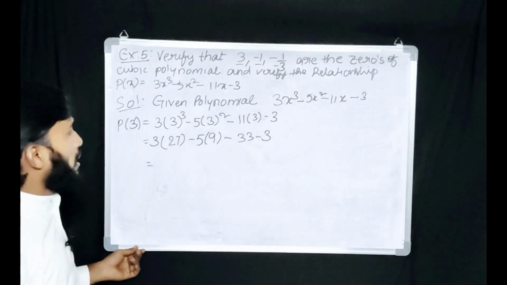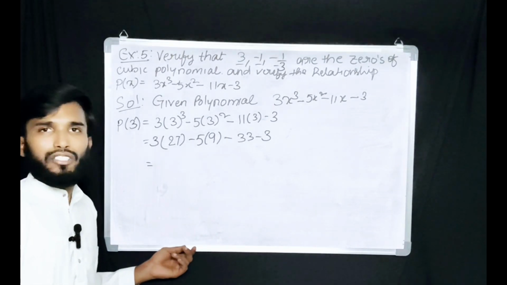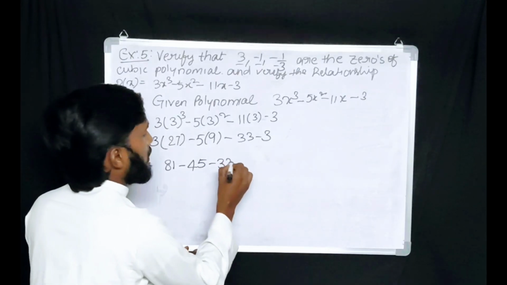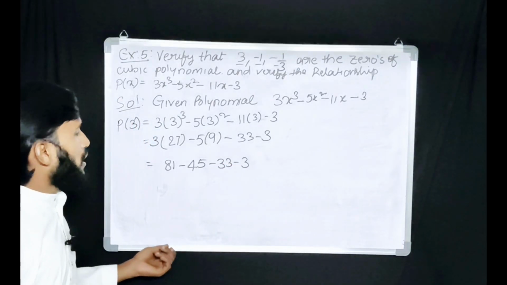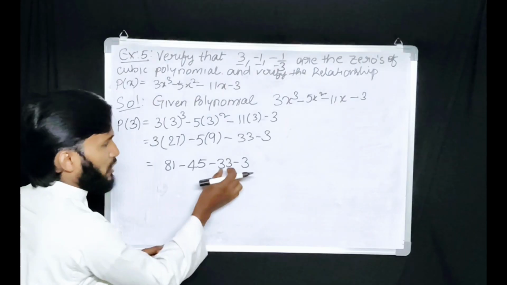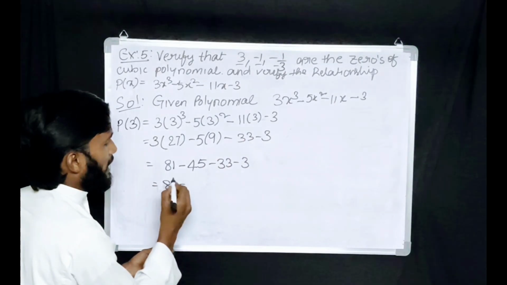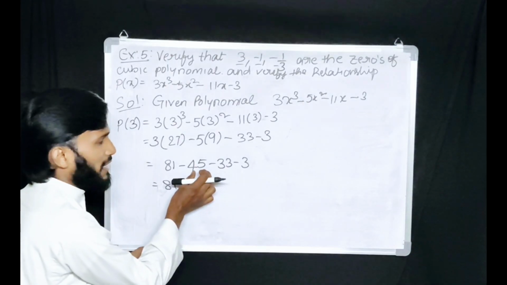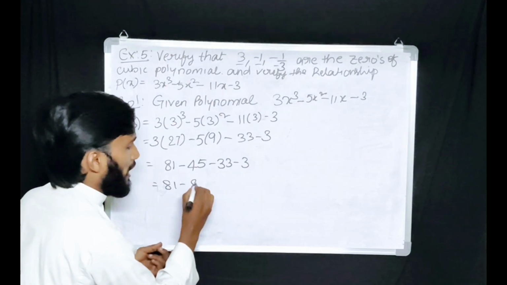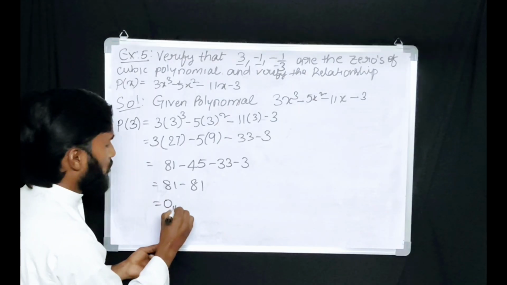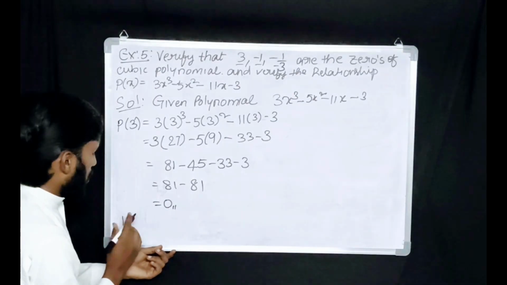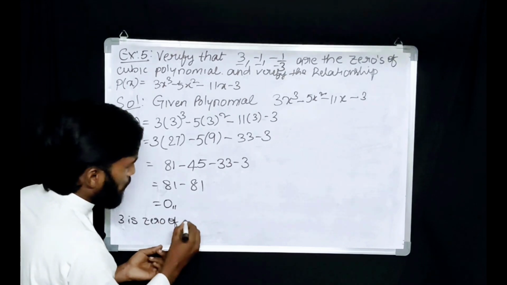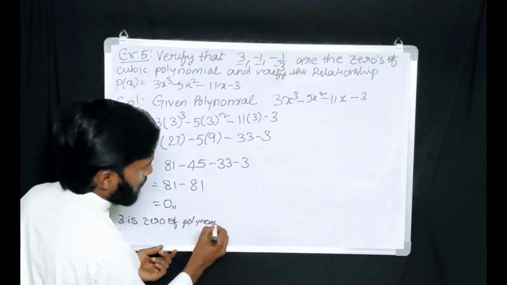Here 3 into 27 is how much? 3 twenty is 60, 3 sevens 21, so 81, minus 5 nines 45, minus 33, minus 3. If you observe here, this is the plus value and these are all minus. So add 45 plus 33 plus 3, that is 81. So 81 minus 81 is 0. So p of 3 is 0, a zero of the given polynomial.